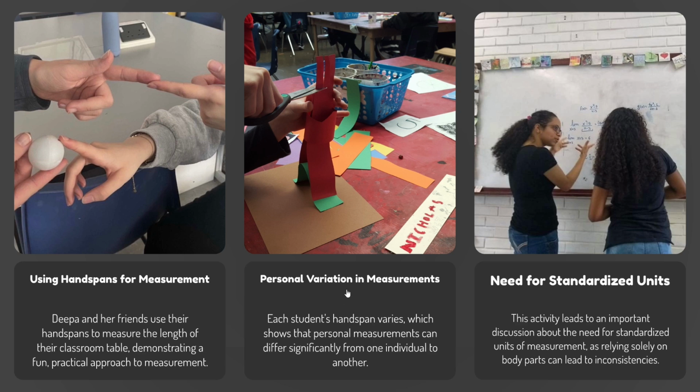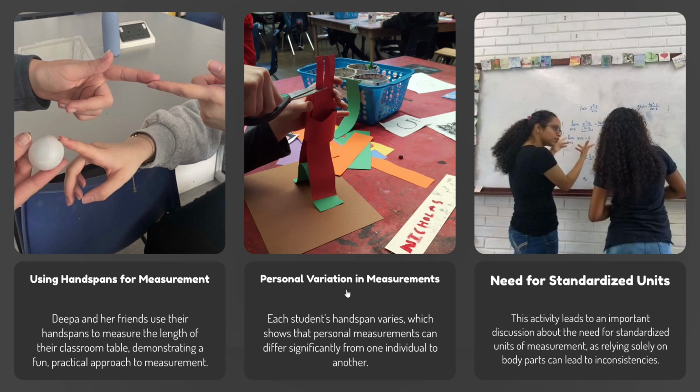Personal variation in measurement. Each student's handspan varies, which shows that personal measurements can differ slightly from one individual to another. So we can see that some people have a short hand length, some have bigger lengths. So it will slightly differ from one person to another.